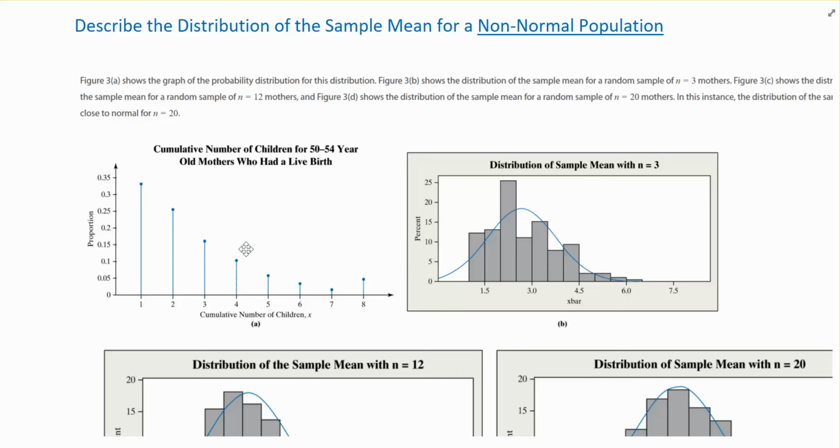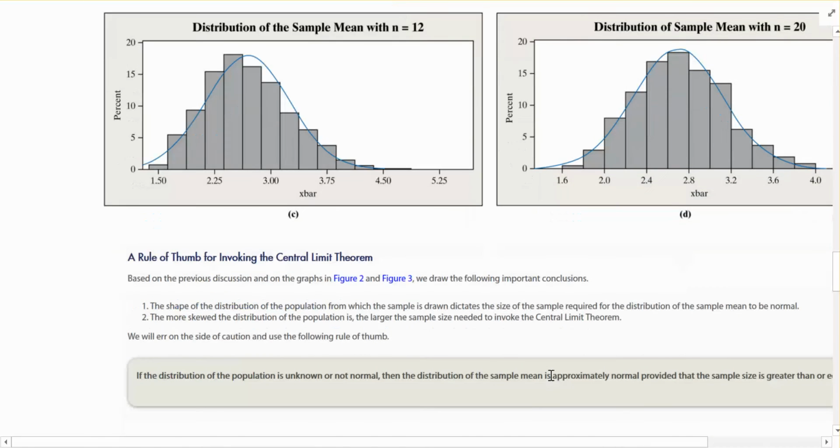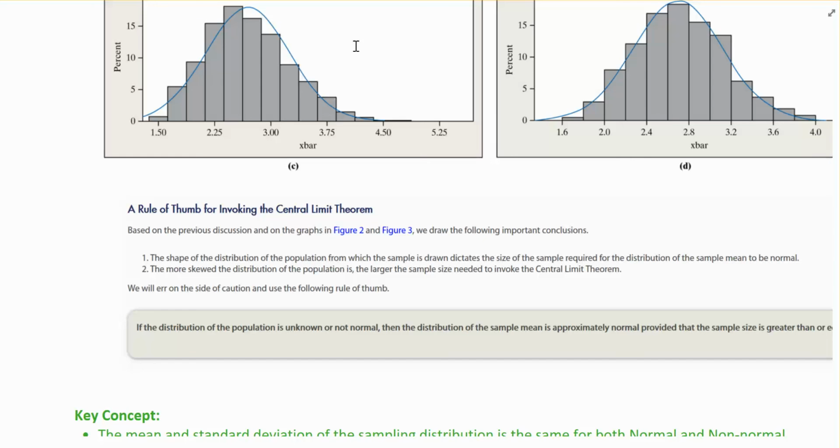This is a discrete variable, but once we start looking at the histogram of it, we have over here the distribution when we have a sample size of 3. Then we notice that as we start to increase the size of our sample, from a sample size of 3 to 12 and ultimately to 20, we can start to see that the distribution starts to become more normal. And that is basically what we would think of as the central limit theorem.